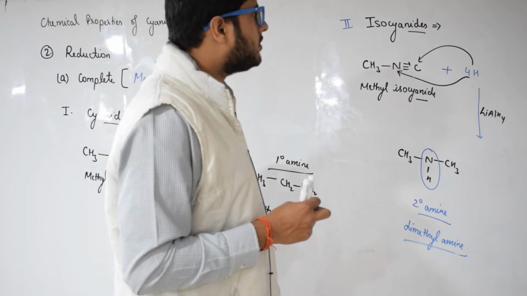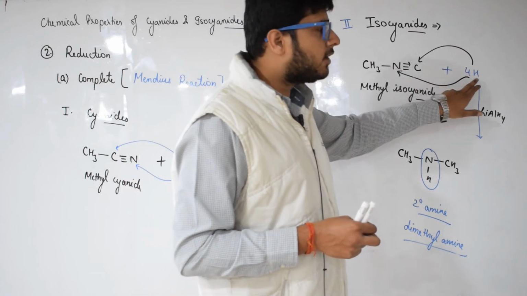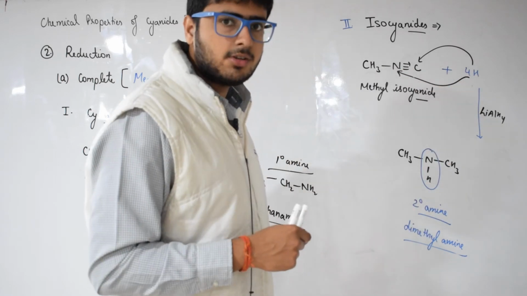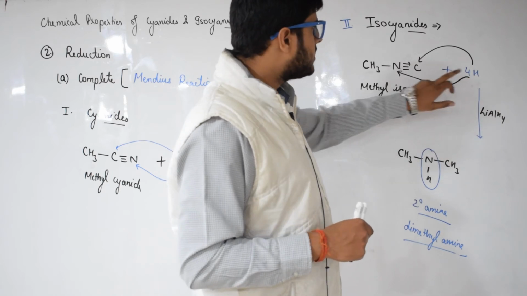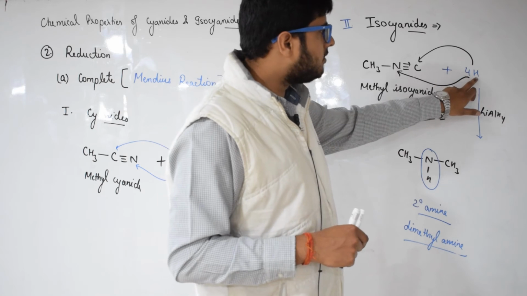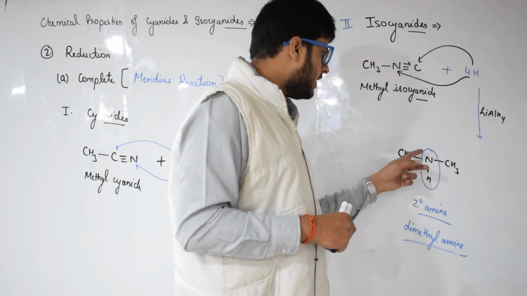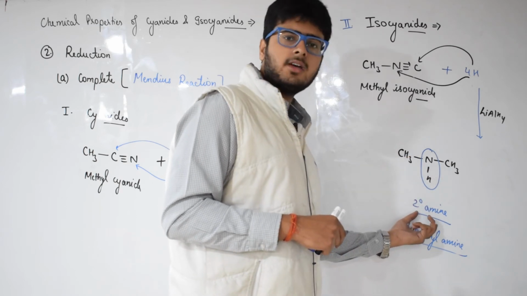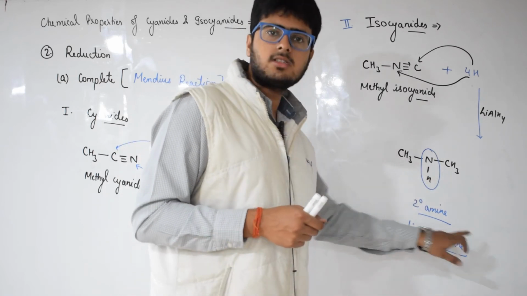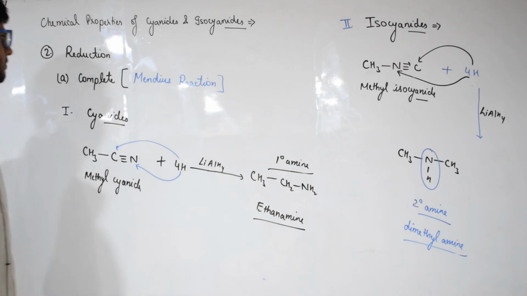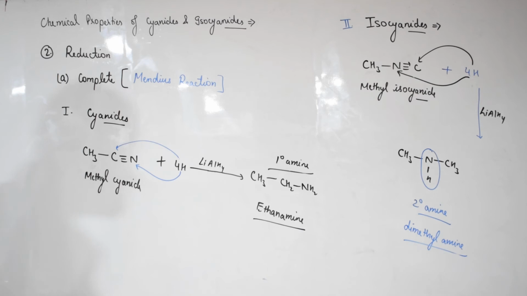Then we saw the complete reduction in case of isocyanides. Let us take the case of methyl isocyanide. When it is treated with 4 atoms of hydrogen, that is, undergoing reduction in the presence of the reducing agent lithium aluminum hydride, one hydrogen atom is attached to the nitrogen atom and the remaining 3 hydrogen atoms are attached to this carbon atom, leading to the formation of a structure like this. Since we have an NH group here, it is a secondary amine, commonly known as dimethylamine. So, this is the entire process of complete reduction, also known as the Mendius reaction in case of cyanides and isocyanides.